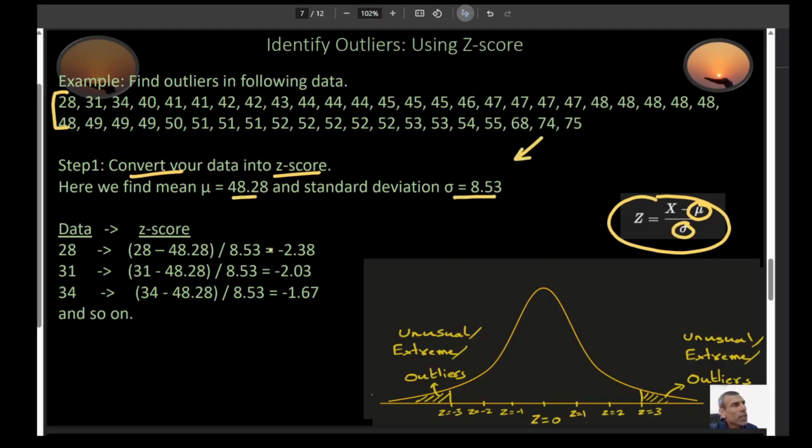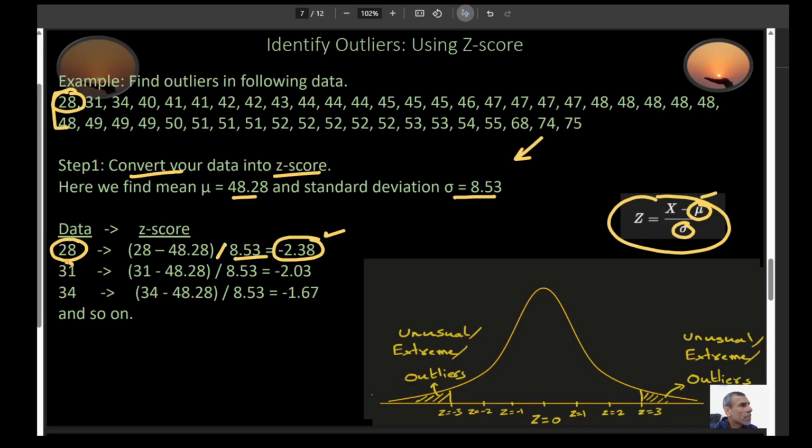Okay, so let's convert our data into z-score. Let's take the first point, that would be 28. You convert 28 into z-score using this formula. In this instance, this will become 28 minus 48.28, that's your mean value, divided by the standard deviation 8.53, and the answer comes out to be minus 2.38. So the z-score for 28 is minus 2.38.